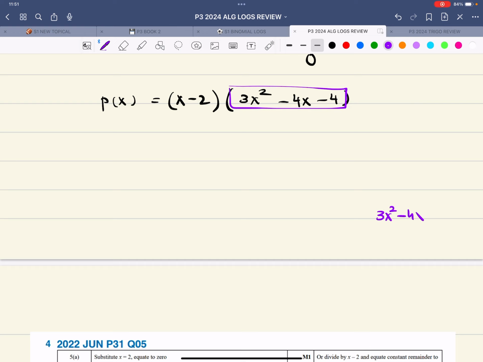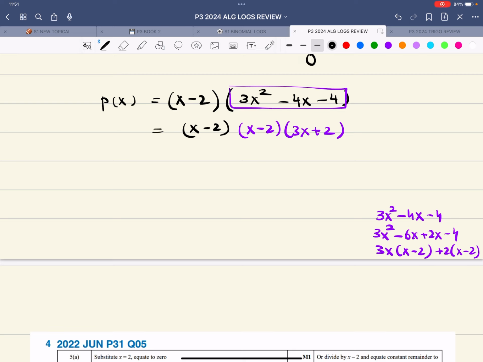3x squared minus 4x minus 4. That is 3 into minus 4 is minus 12. So therefore 3x squared minus 6x plus 2x minus 4. That is 3x(x minus 2) plus 2(x minus 2). So I am getting x minus 2, I am getting 3x plus 2, and there was already an x minus 2 from before.